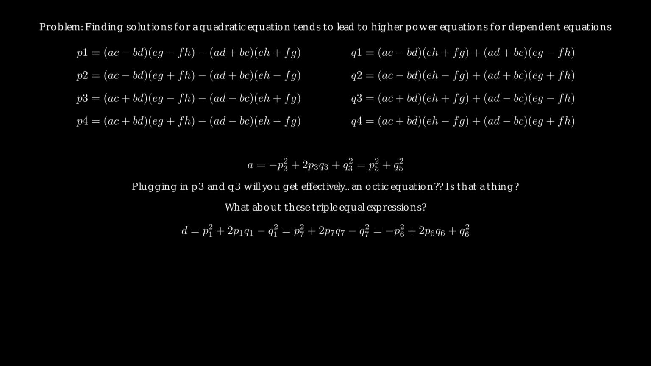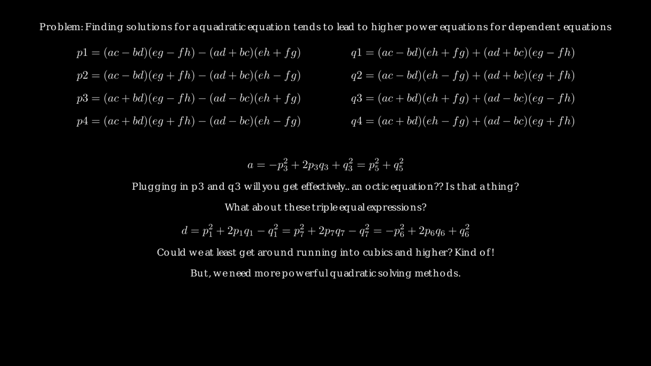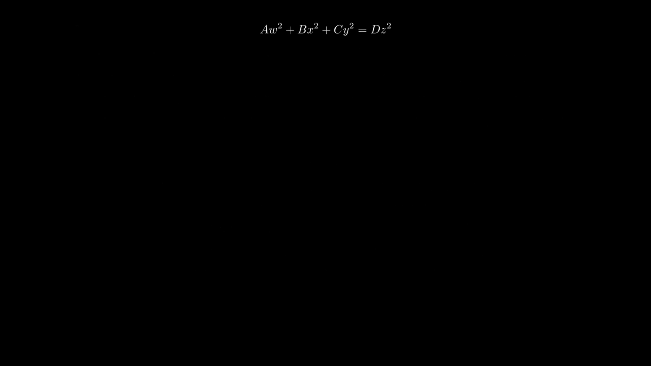Okay, so can we avoid solving higher order equations as long as possible? That's what I try next. But if we're going to avoid solving quartics and such, we will need even more powerful quadratic solving methods than what we did for the general conic. We will need to solve equations with more than two variables. Now the next question, is this possible? Can we solve this equation, for example?